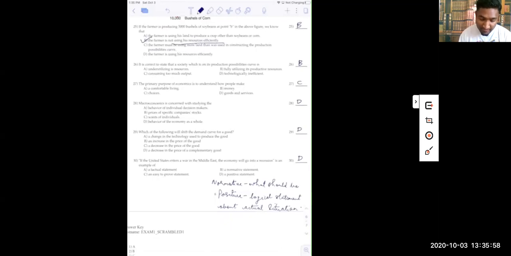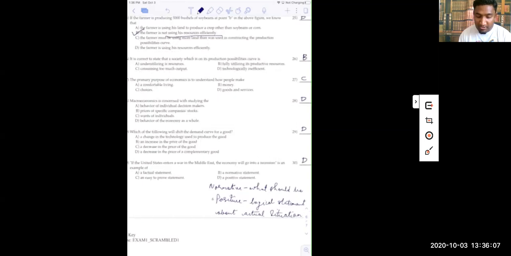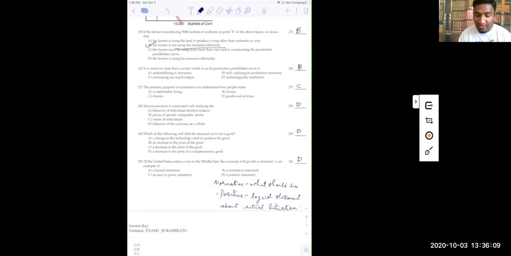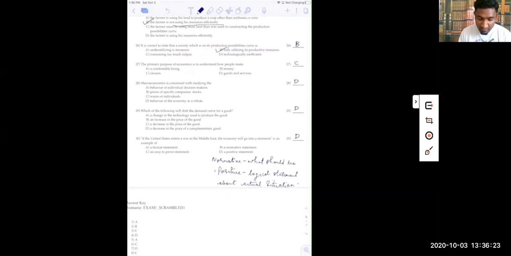Question number 26. It is correct to state that a society which is on its production possibilities curve is, again, same question. On the production possibilities frontier, we have two types of efficiencies, productive and allocative. So we are fully utilizing our productive resources. So the answer is pretty straightforward. It's B. The primary purpose of economics is to understand how people make, same question again, choices.